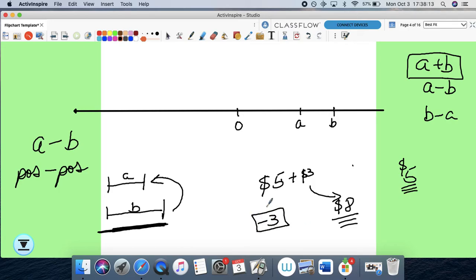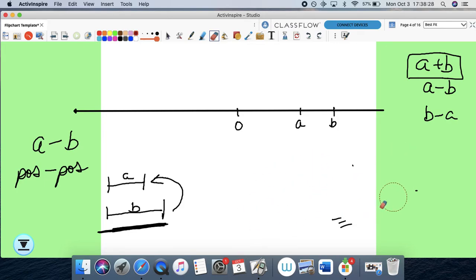You're now down 3. You might not owe me anymore, but guess what? You still owe your parents. So right now you're at negative 3. So that could be one way of thinking about this. Okay.